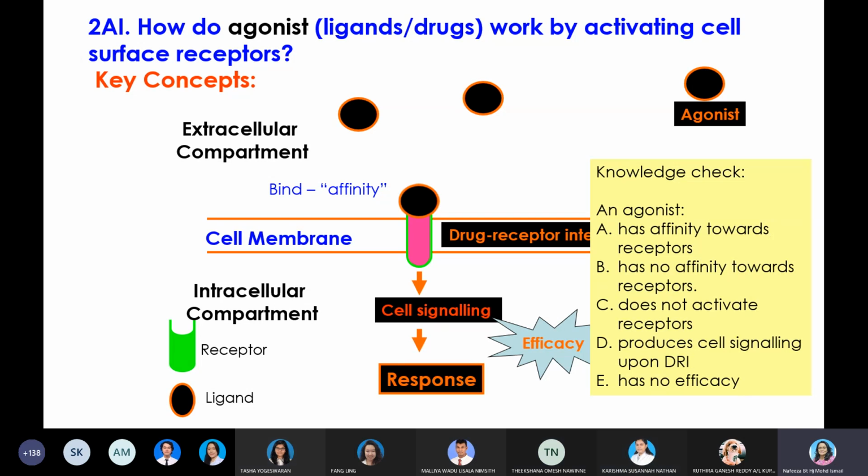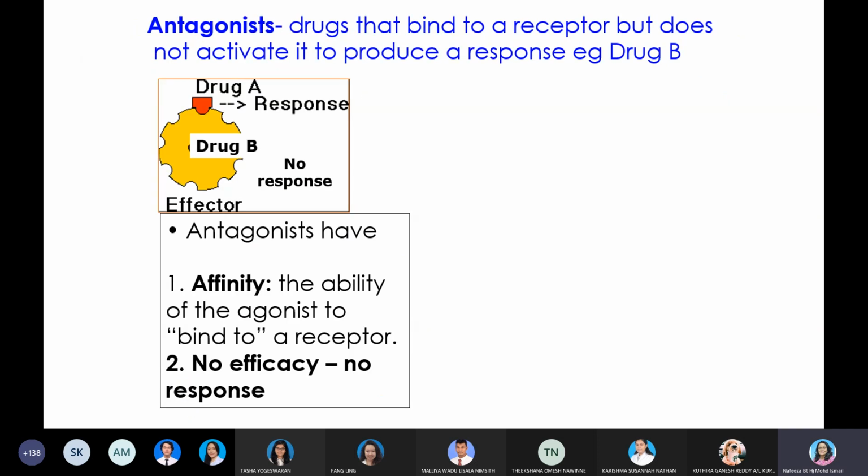Any questions on this? Okay, if you think of questions, we can come back. Otherwise, we'll move on. Now, this is antagonists, okay?